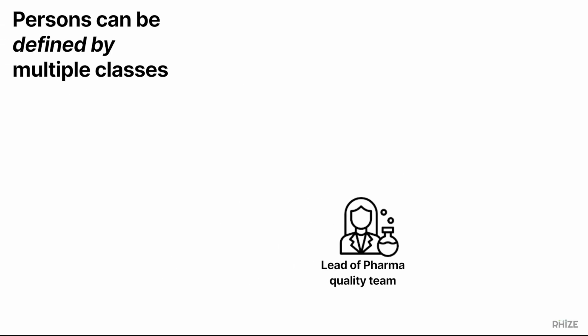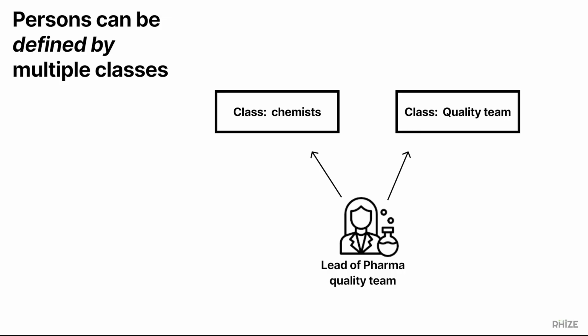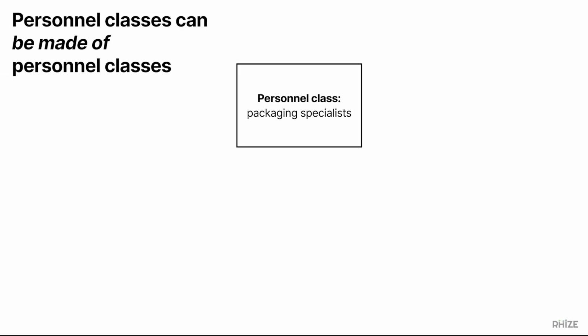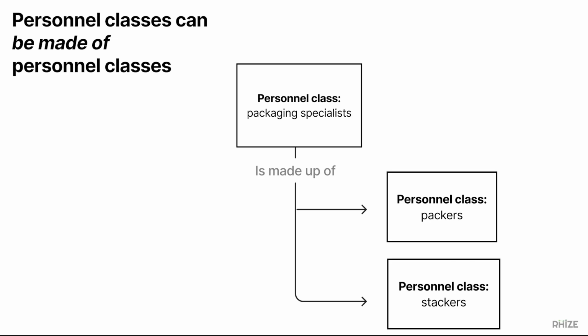A person can also be defined by multiple classes. This person is the lead of the pharma quality team. They inherit the properties from both the chemists and quality classes. A personnel class can even have an is made up of relationship. For example, this packing operators class is made up of packers and stackers.